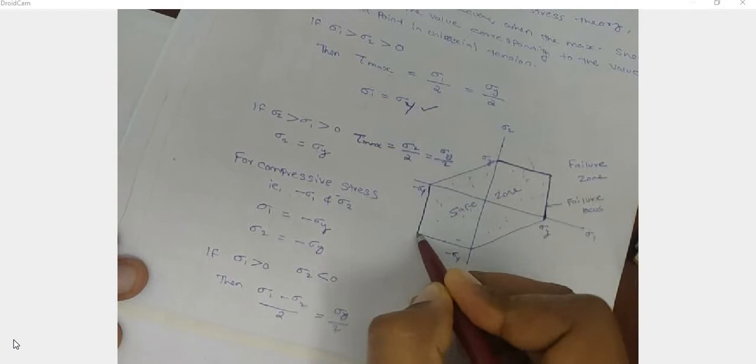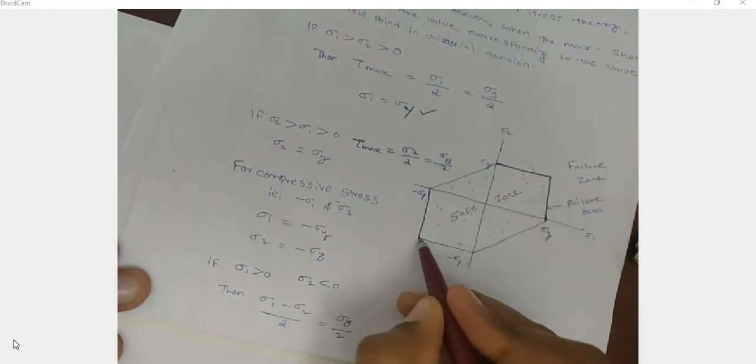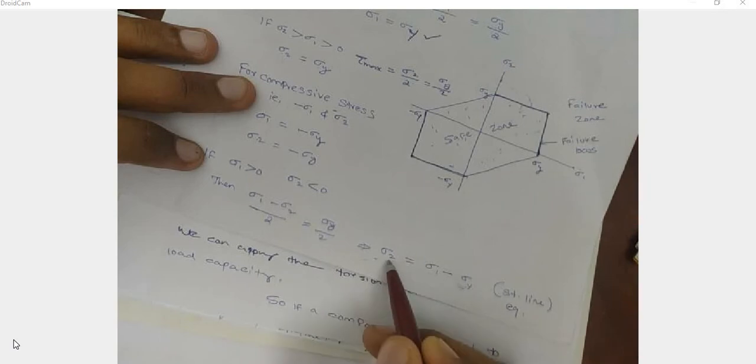And similarly for the negative side, this is the minus sigma y corresponding to sigma 1. This is the minus sigma y corresponding to sigma 2. We got these 2 points. And based on this equation, this is the equation of a straight line. So if sigma 1 equal to 0, then sigma 2 equal to minus sigma y. So this is the first point. When sigma 2 equal to 0, then sigma 1 equal to sigma y. So this is my point. So using this, we can draw a straight line.